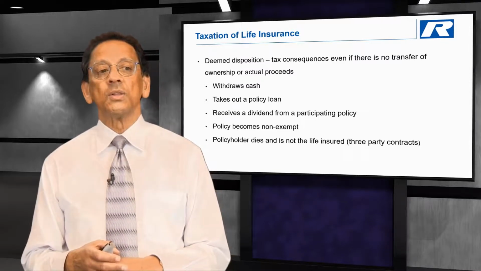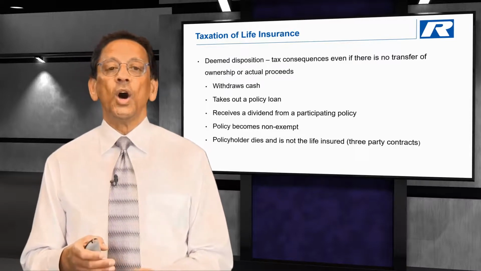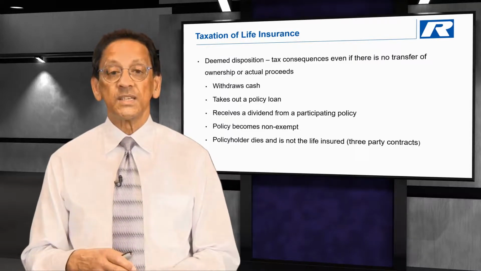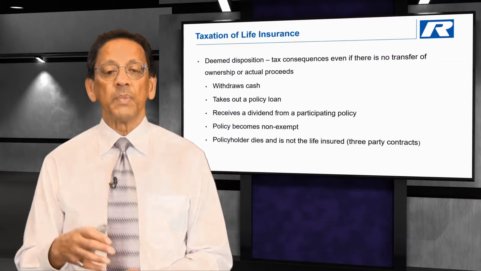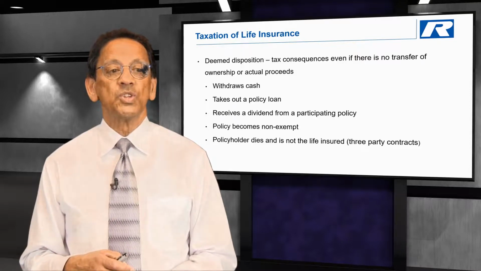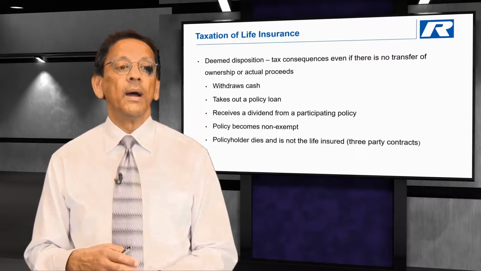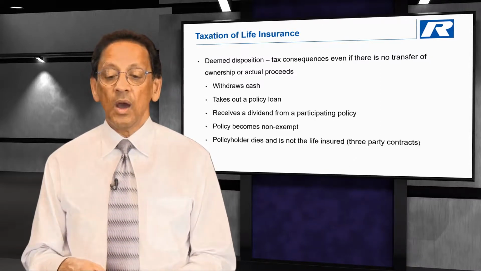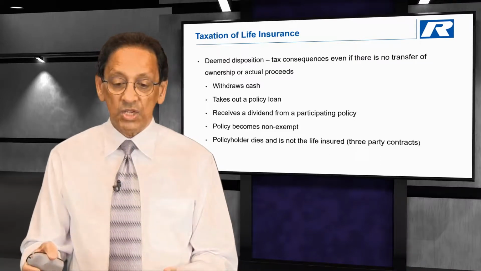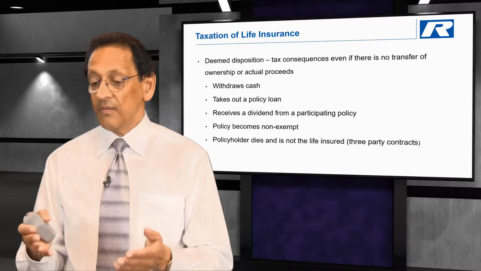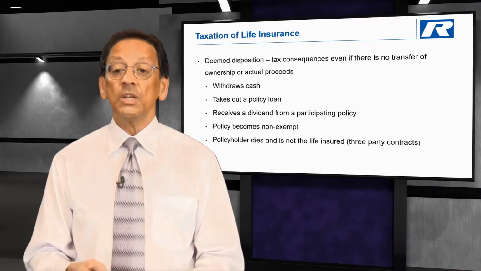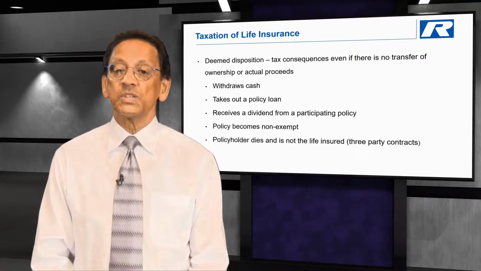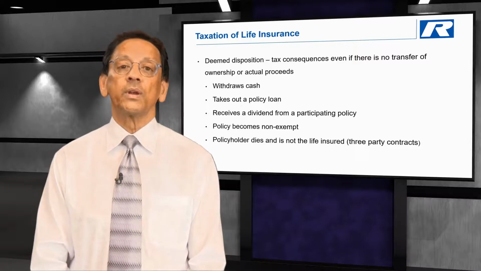And you'll see a couple of things on the slide, something called a policy becoming non-exempt. I'll talk about that situation in a future segment, but just bear it in mind. I'll bring it back up when a policy becomes non-exempt or becomes taxable. In addition to that, if the policyholder dies, in other words, you own a policy on somebody else's life, it's an asset you actually own, and that policy may have value in it. If you die, you're deemed to have sold that policy.